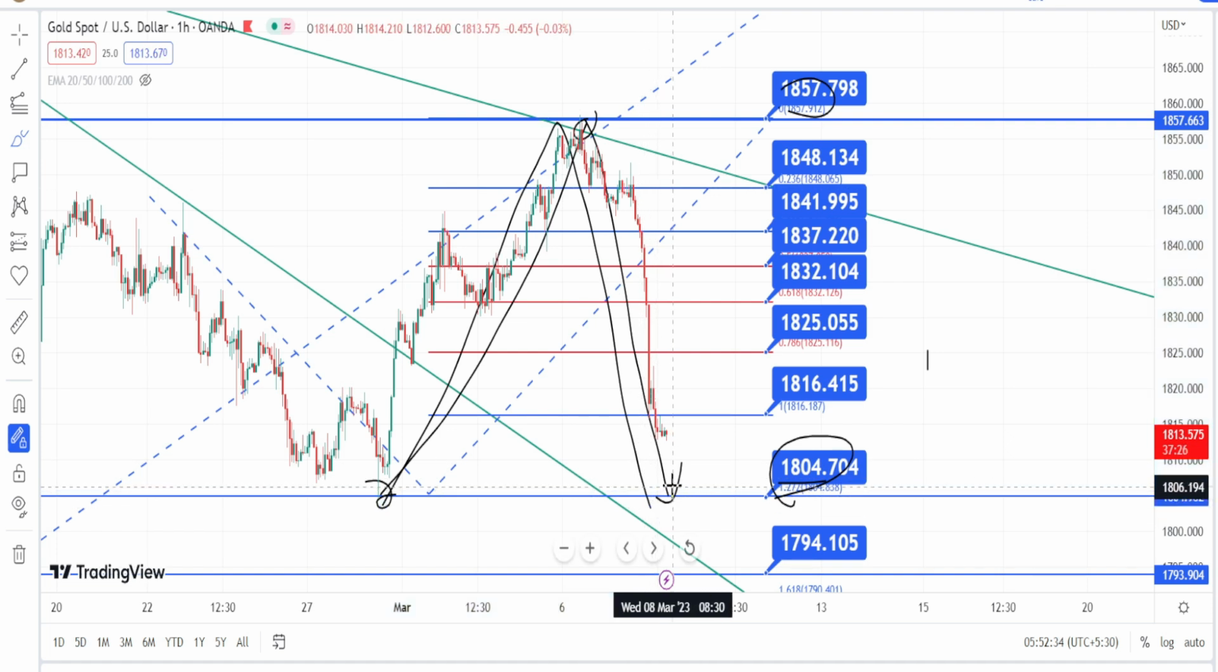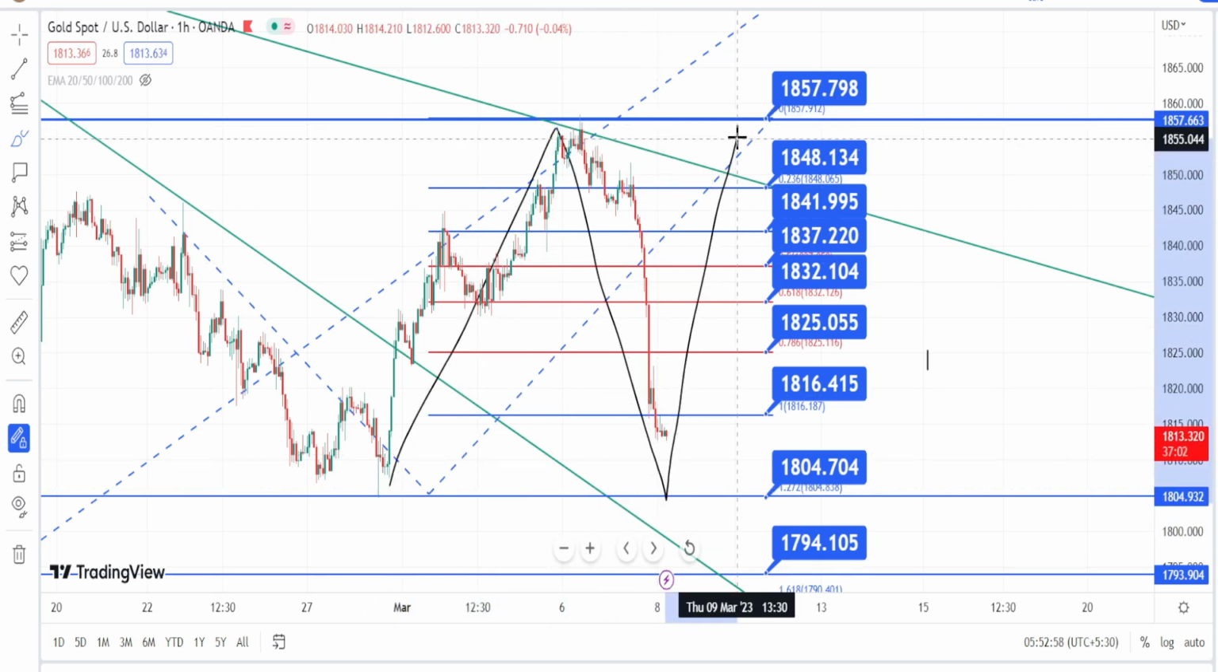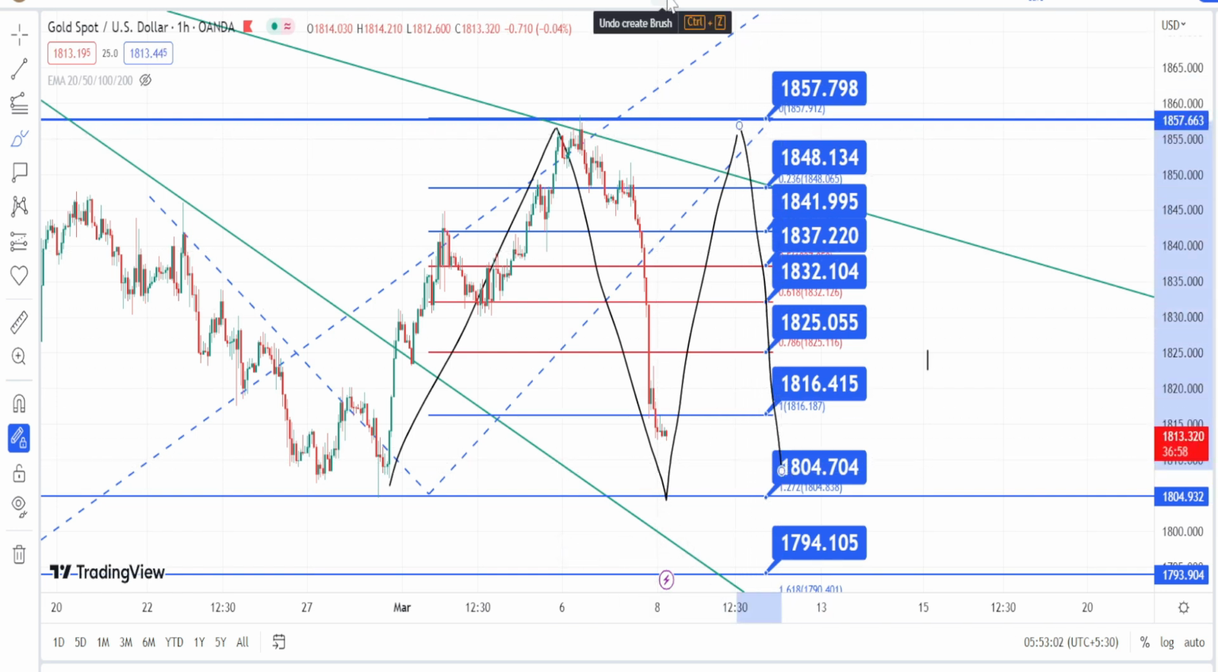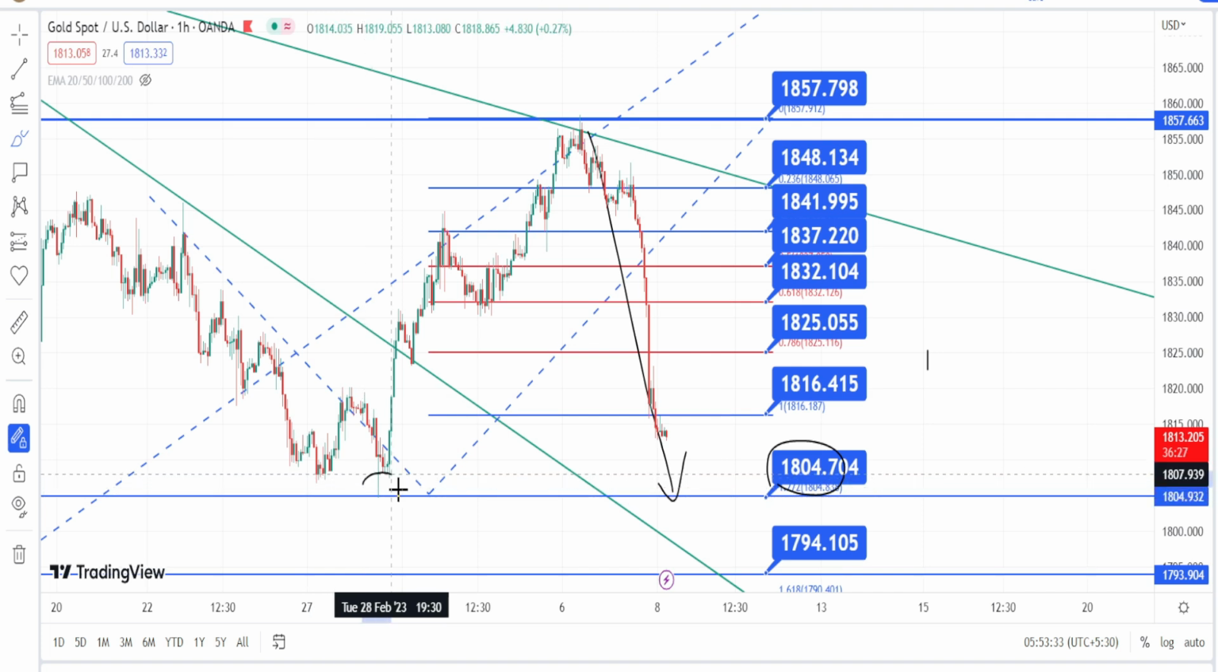Once the price action gives a breakout from this support level or the resistance level, we can expect the directional momentum to start in hourly time frame. And as long as the price action is trading within this support and resistance level, we can expect the sideways momentum to continue in hourly time frame. And since the current price action is in a bearish trend, once this support level of 1804 is broken, we can expect the continuation of the bearish trend because it will be breaking the previous low of 1804.